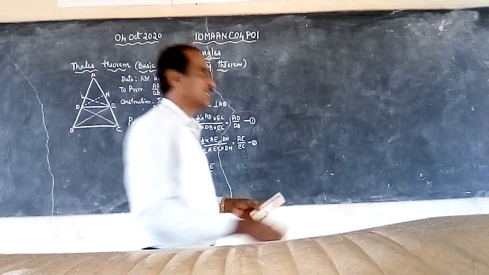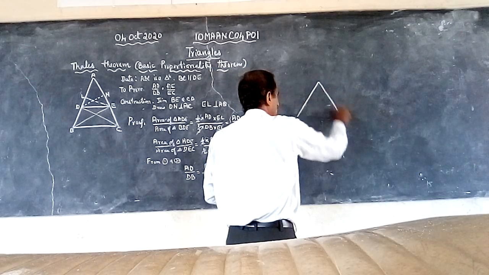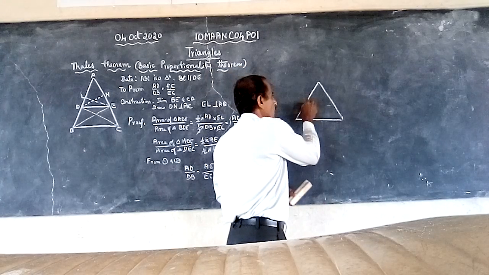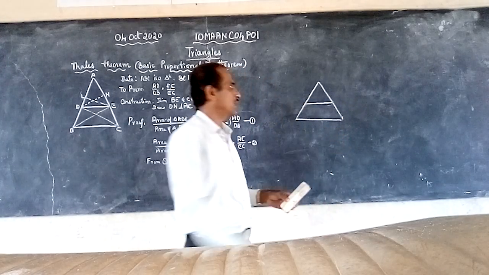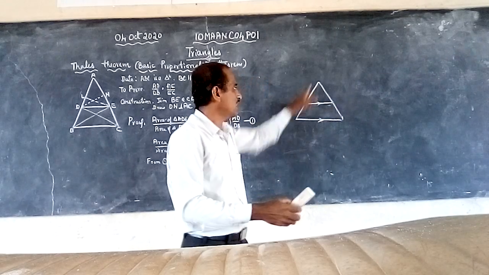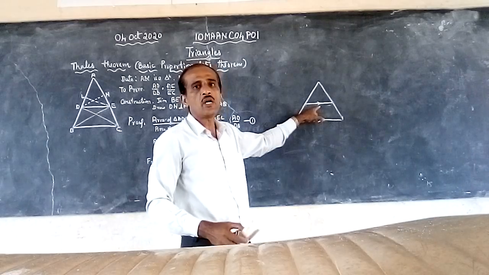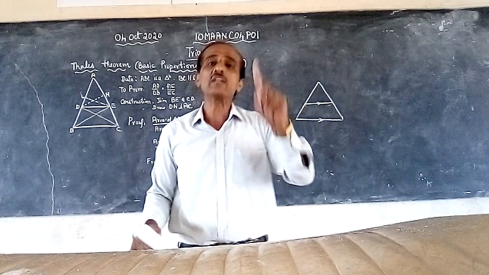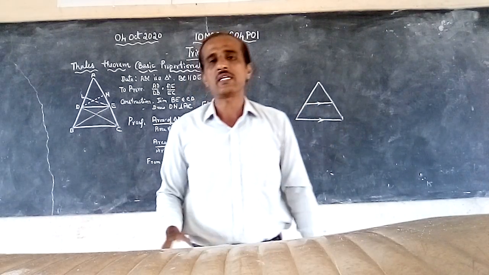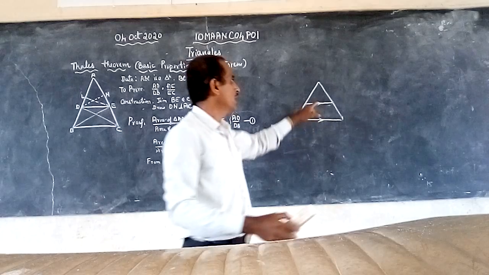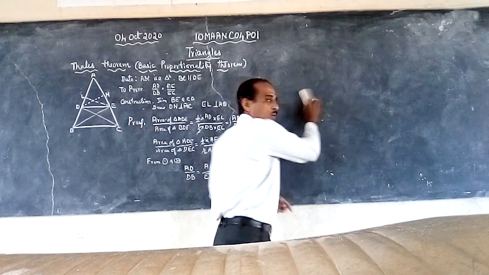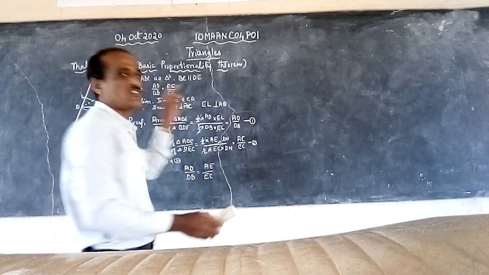That theorem says like this. In a triangle, if you draw a line parallel to any one side of the triangle, suppose this is the line I have drawn parallel to this side, then the line divides the other two sides in proportion. That is what this theorem says. If a line is drawn parallel to one side of the triangle, it divides the other two sides in proportion. So this is to be proved. That is the statement of the theorem.